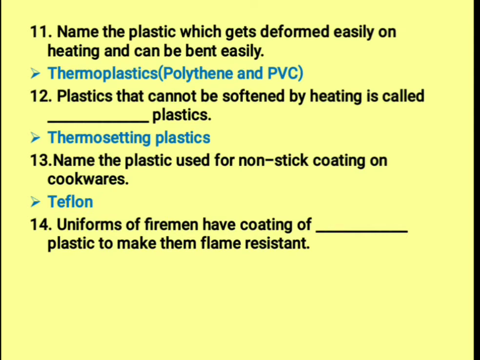There is one more type of plastic. It is used in the uniforms of firemen. Uniforms of firemen have coatings of plastic to make them flame resistant. Which kind of plastic is it? Because it is flame resistant, and such fire resistant plastics all come under thermosetting plastic. Which is that plastic? It is nothing but melamine. Melamine is a type of thermosetting plastic. It is heat resistant.